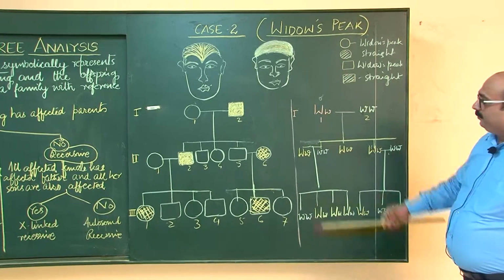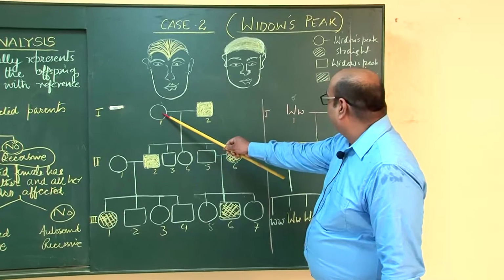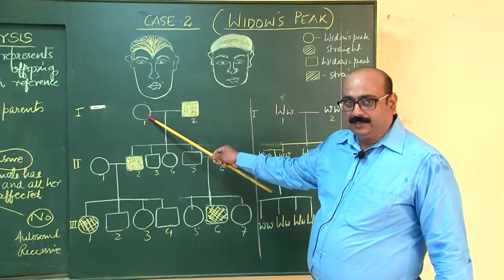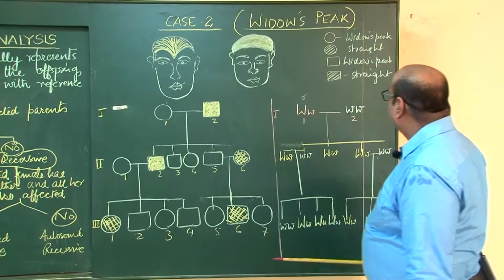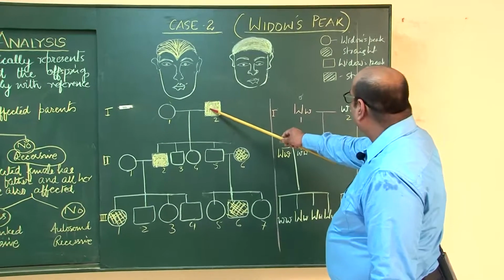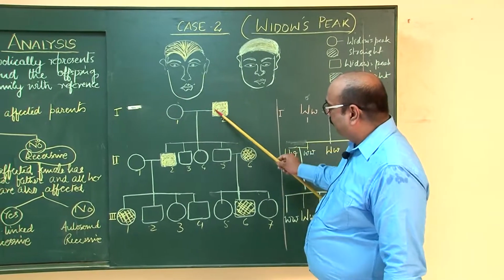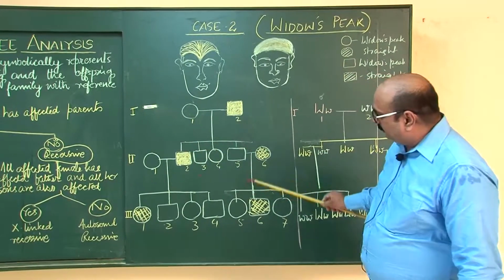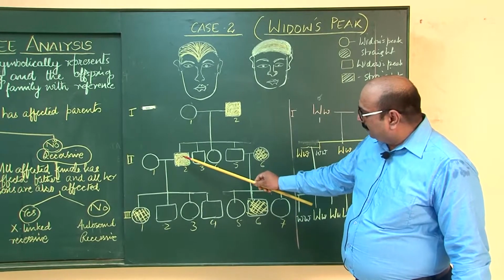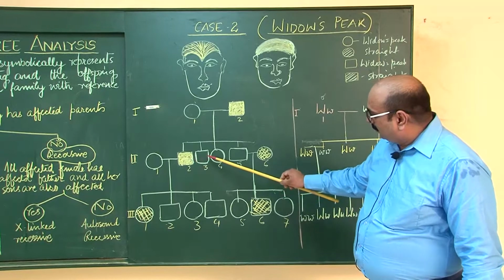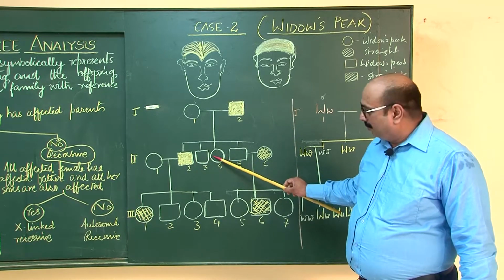Anyway, this is an affected female, a heterozygous affected female, and this is a normal male. Here are the progenies in the first and second generation. You can see all males are affected, and females are also affected.